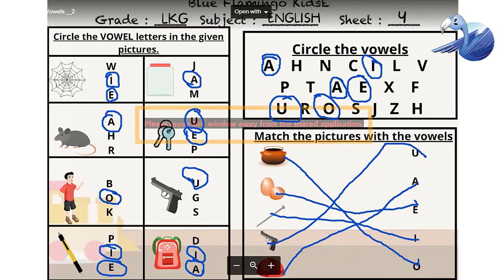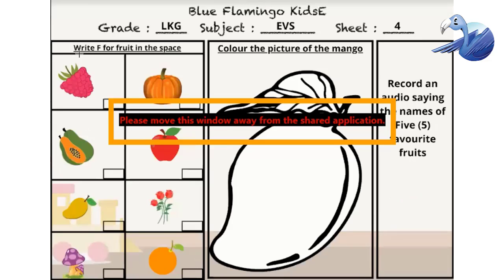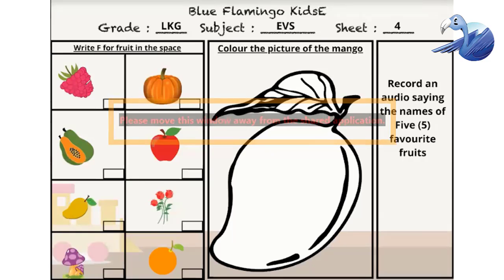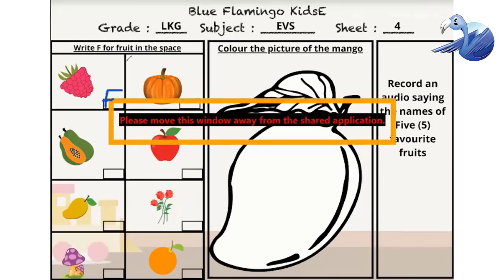Okay. Now, let's write F for fruits in the space. F for fruits. So we have to search where is food, where are fruits. Here, raspberry. Raspberry is a fruit, no? Yeah, so we have to write F here.